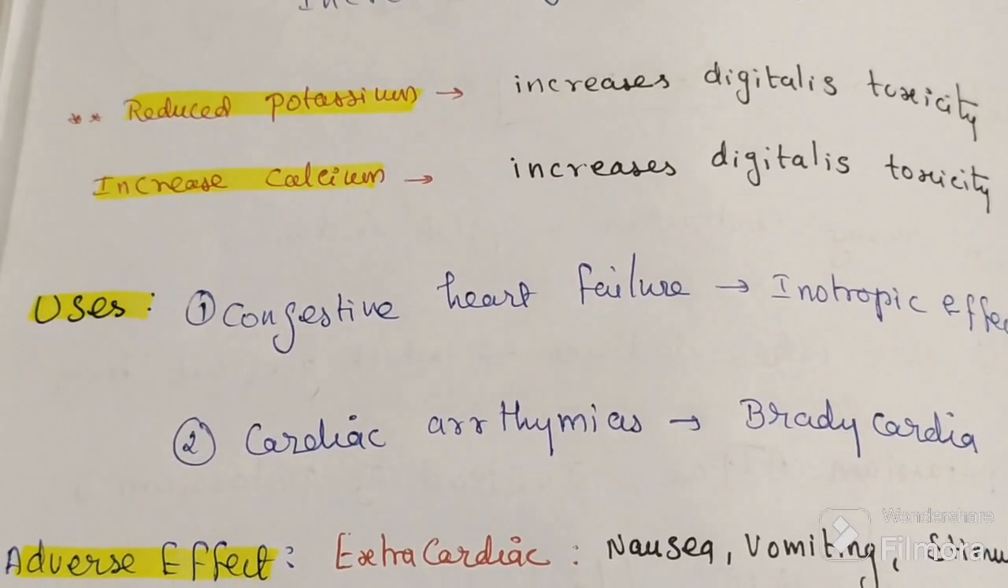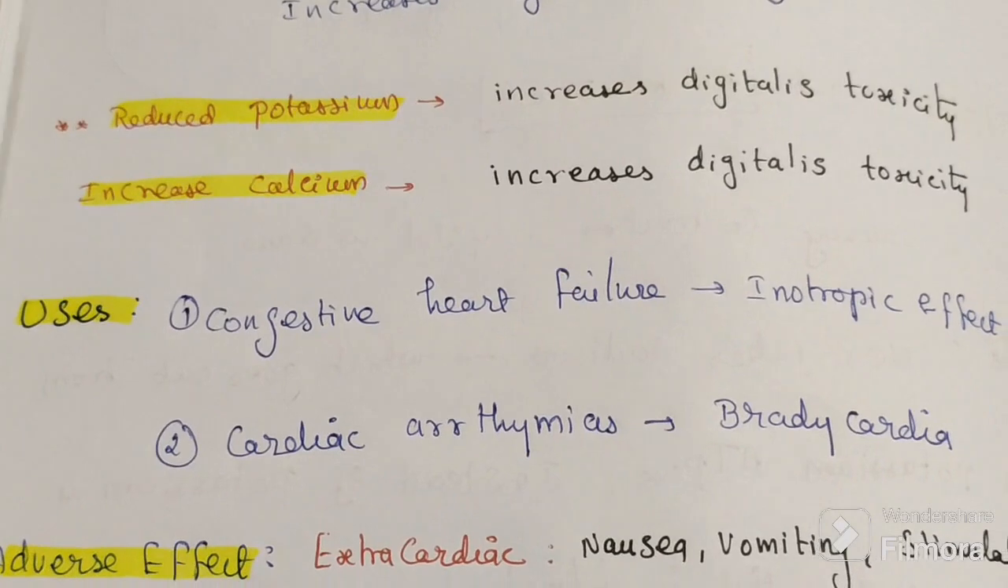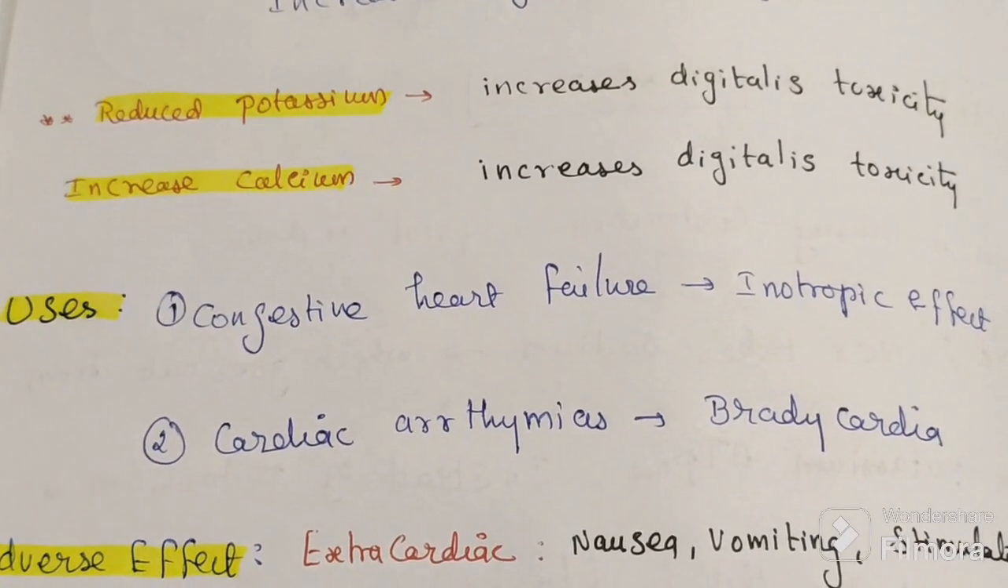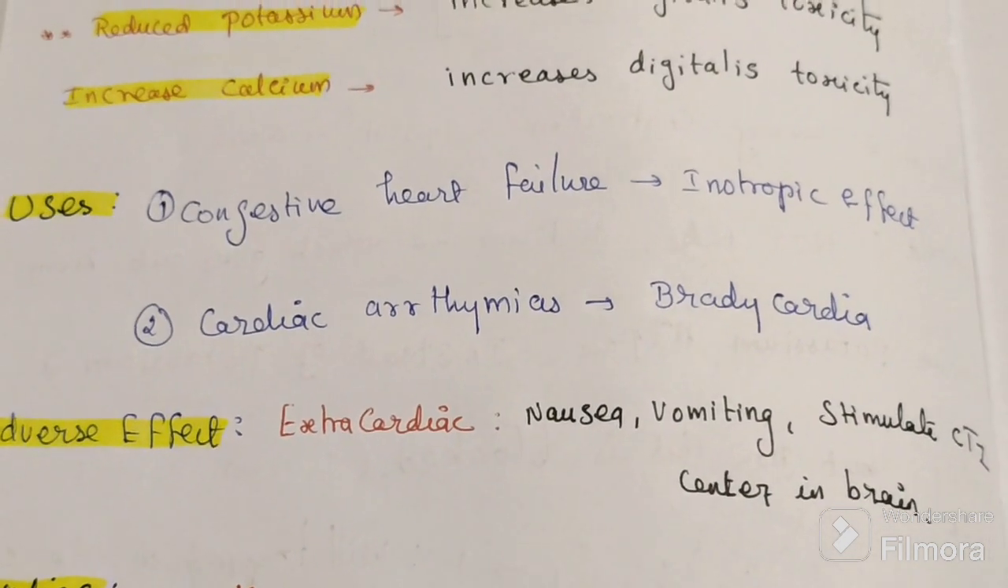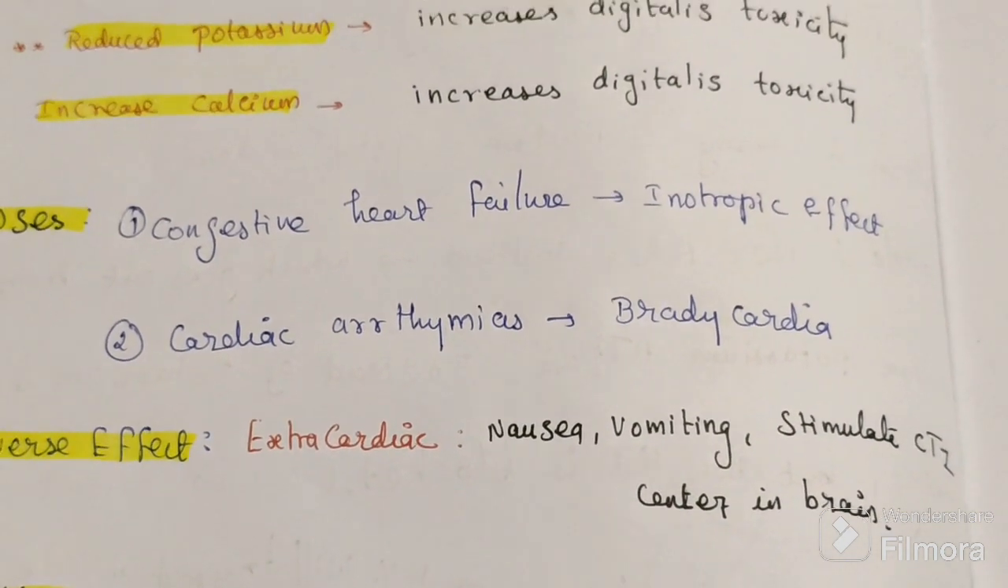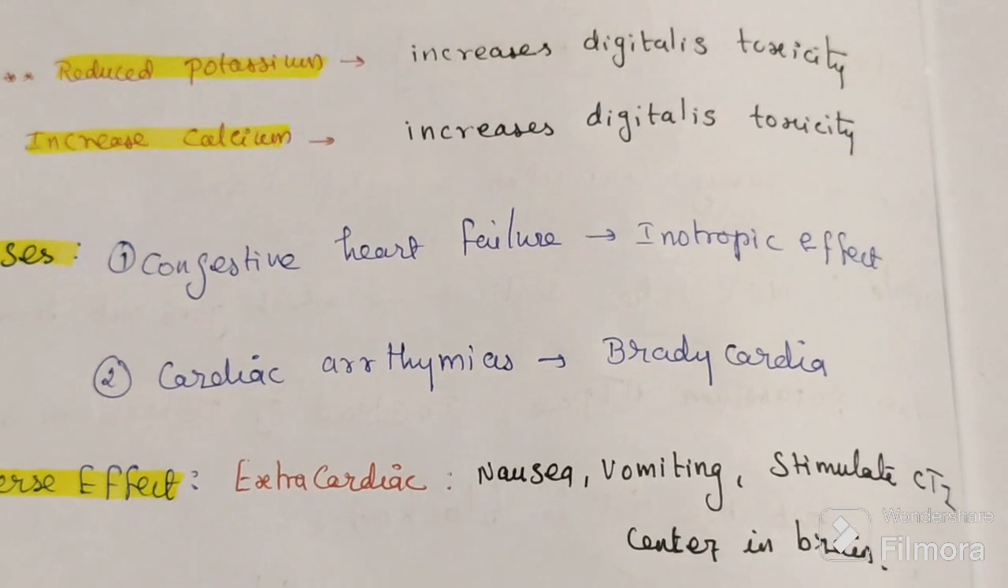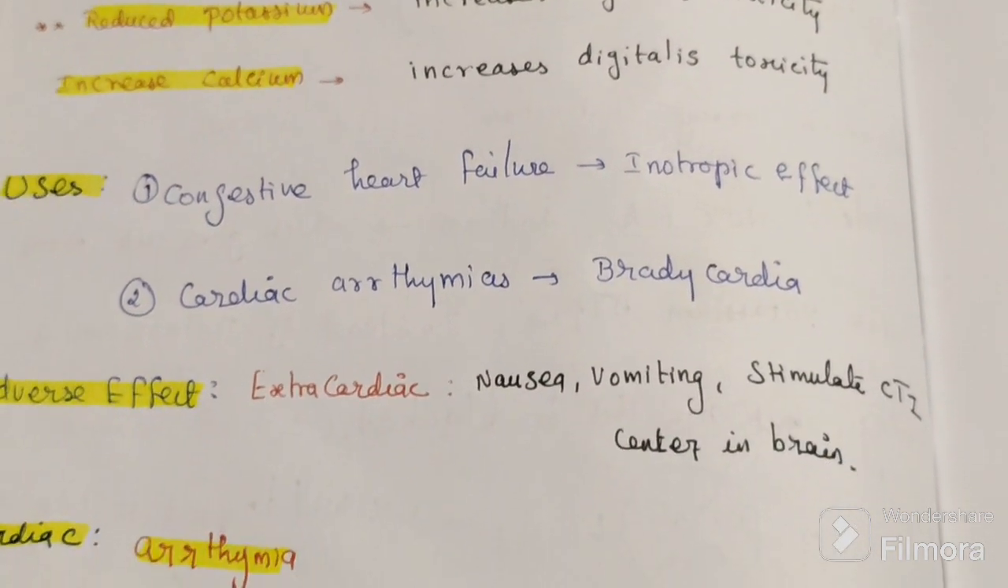because digitalis is a drug which has a very narrow therapeutic index. Okay, very narrow therapeutic index. So what are the two causes? Decreased potassium and increased calcium, both are causing toxicity.